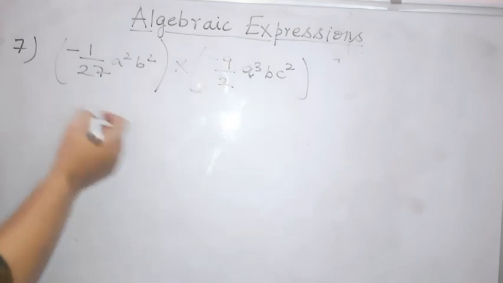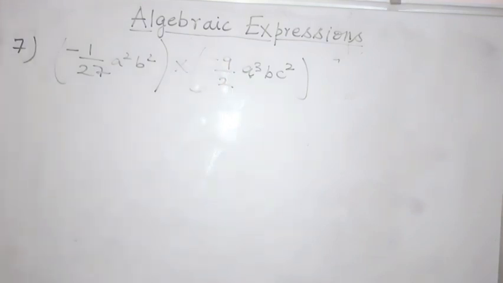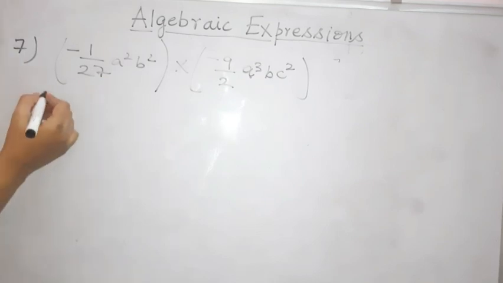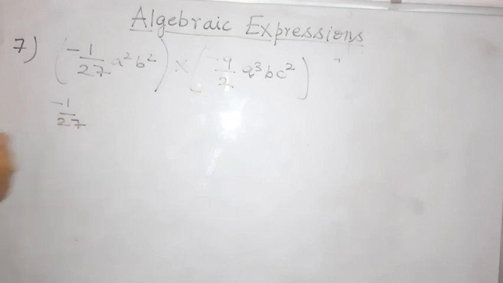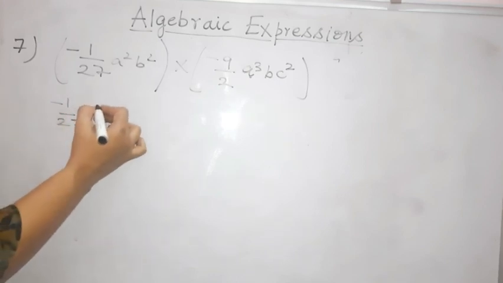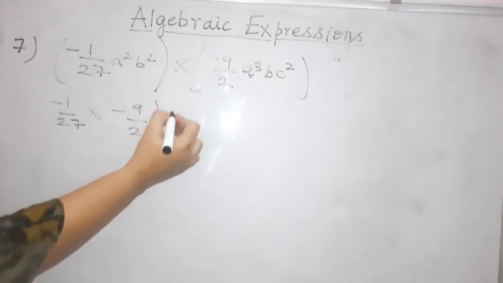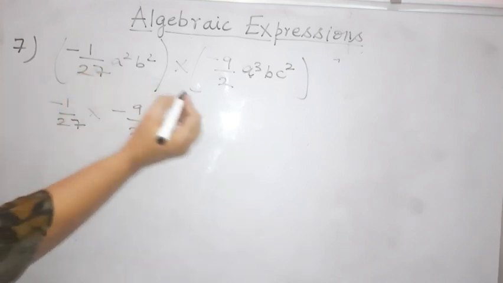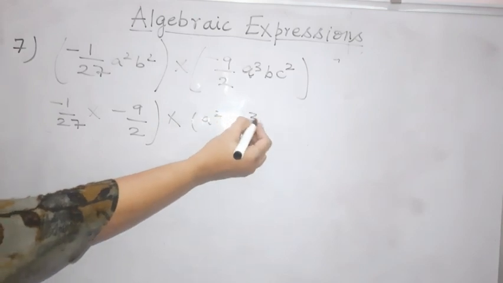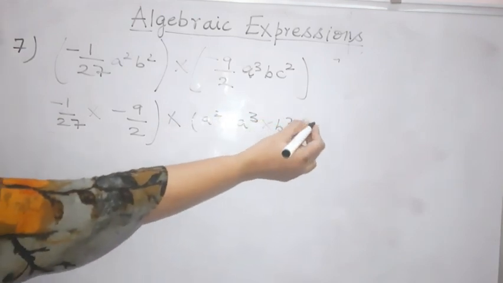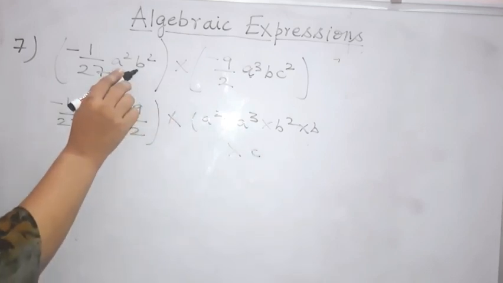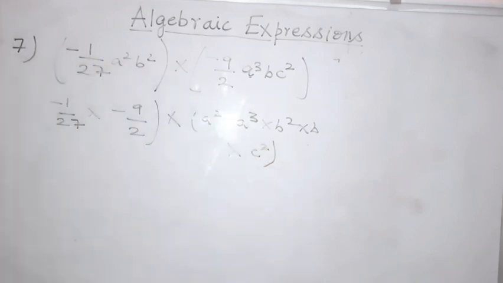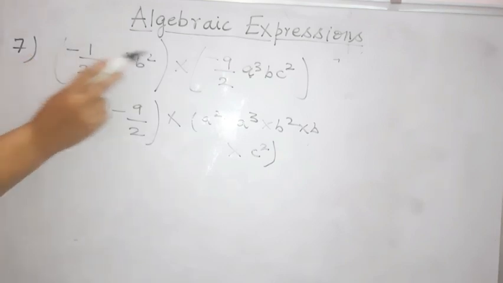Okay students, now these two algebraic expressions will be multiplied. How do we multiply algebraic expressions? Firstly, we multiply the coefficients of both: minus 1 upon 27 will be multiplied by minus 9 upon 2, and all the literal factors will be multiplied. A square will be multiplied by a cube, b square by b, and there is no c in the first algebraic expression, so we simply write c square that is given in the second.